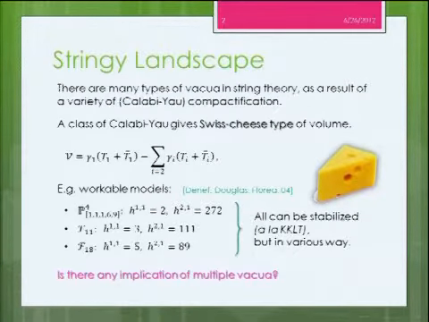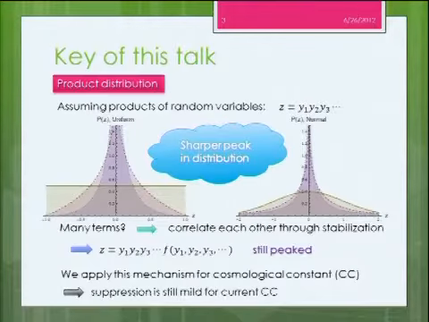But the key point here today is that all of the models can be stabilized in the presence of non-perturbative terms and also some other terms, but quite non-trivially. So the question here is: is there any implication of the multiplicity of these kinds of vacua? So let's start. Before doing this in detail, let me give you some key points of this talk.